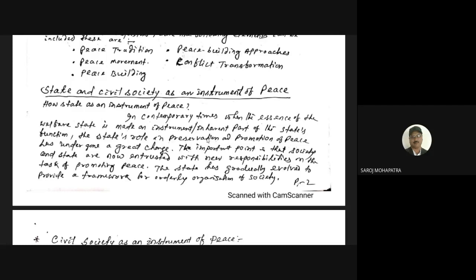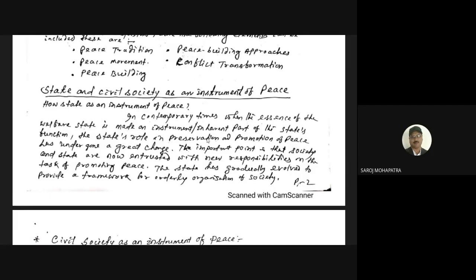So the state has gradually evolved to provide a framework for the orderly organization of society. Thus, we see the role the state plays in this way with civil society.